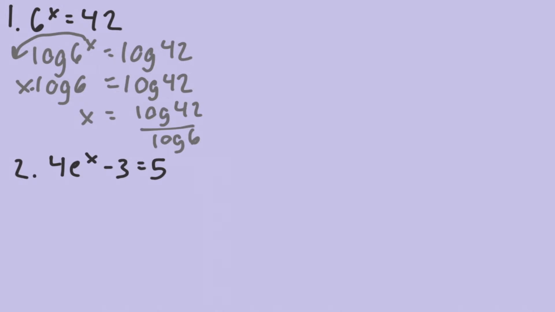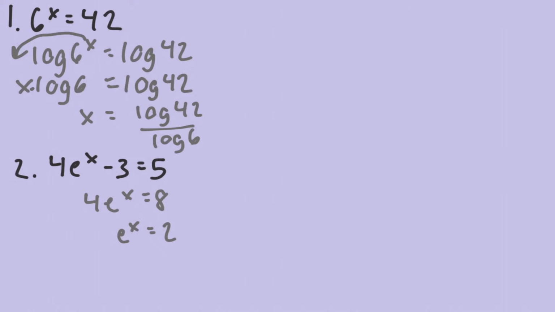Number 2, just like when you're solving for radicals, if there's one radical in the problem, you want to isolate it before getting rid of it. Here we have one thing to an exponent. We need to get it by itself first. Number 1, it was already by itself. So we can add 3 to both sides and divide by 4. Now it's by itself, so we can log both sides.